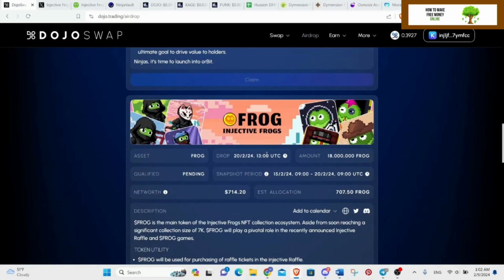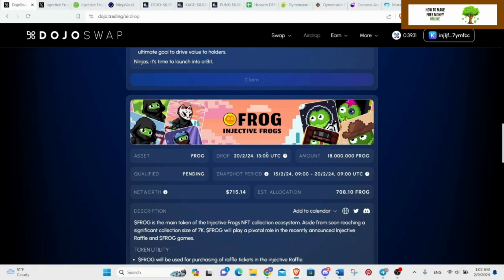The Injective Frogs NFT collection ecosystem is a group of people who are creating a new cryptocurrency called Frog. The Frog started with no money and no artist. Now we are going into history. But the community loved their 32-bit art and bought out their first collection within hours. Now they are giving back to the community by airdropping Frog tokens to all holders. This is in the Medium.